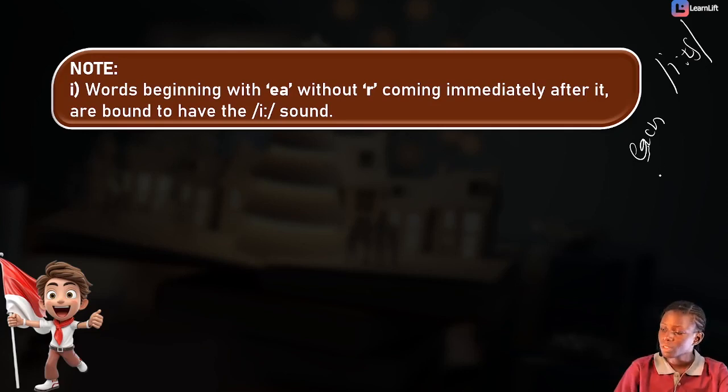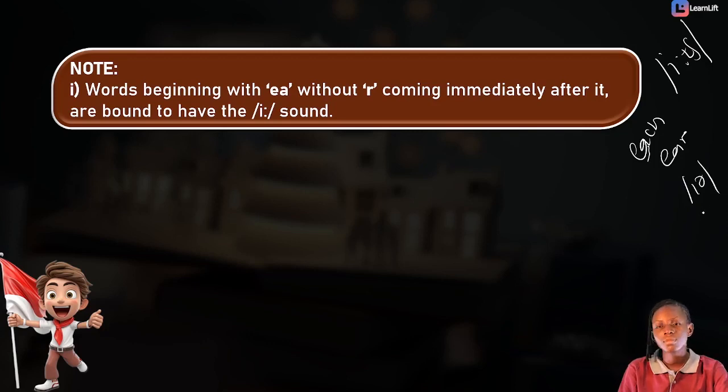Now let's look at this. We have ear, E-A-R. Now there's an R coming after my EA. Now my ear cannot have the E sound because there is an R coming after the EA. Let's transcribe our ear to see this. We have our ear to be this. Ear. Now some will say it is this. Good. Ear. It has a diphthong. Ear. Okay? Good.